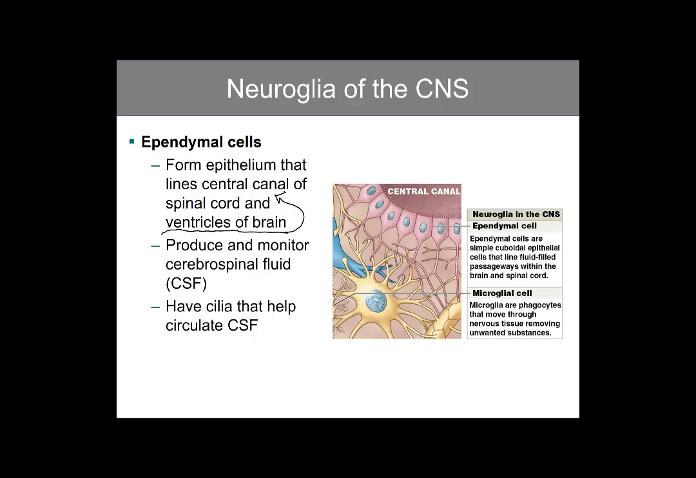Ependymal cells produce cerebrospinal fluid, which helps to circulate throughout the internal neural tissue. They also contain cilia that help circulate CSF.